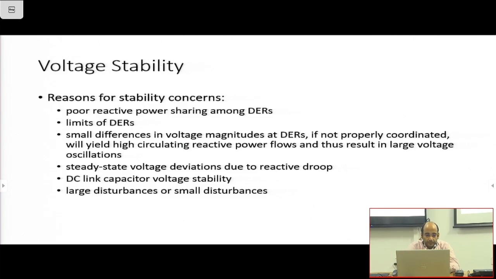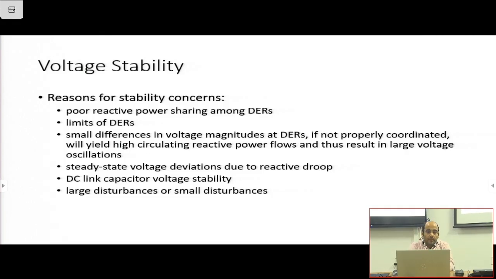Now, another thing is, in a microgrid the sources are quite close to each other. So the physical distance or the physical impedance between them is small. What happens then? Even for minute variation, there is large inrush current and circulating current. So those can also lead to stability issues.